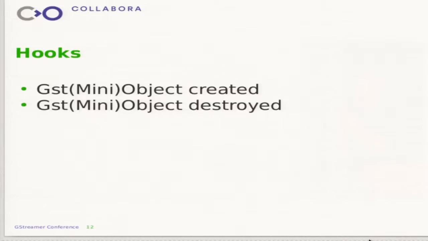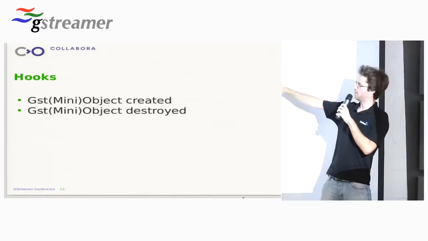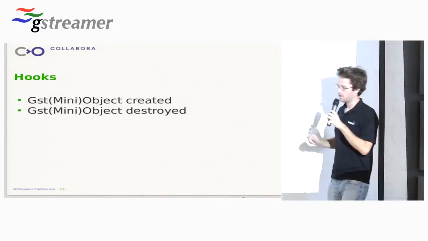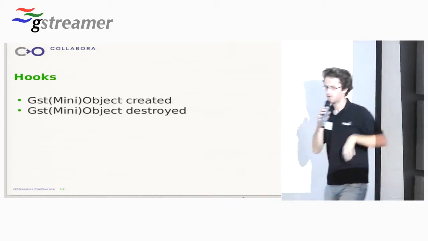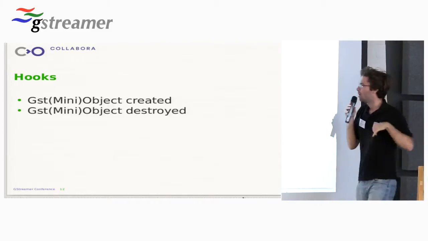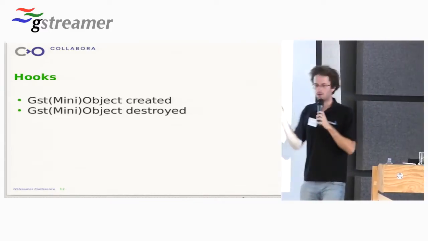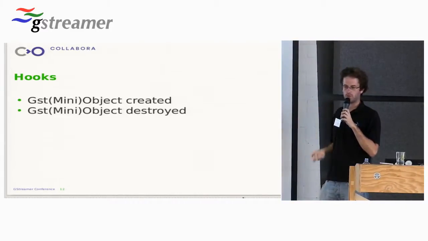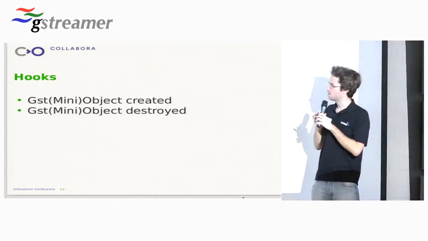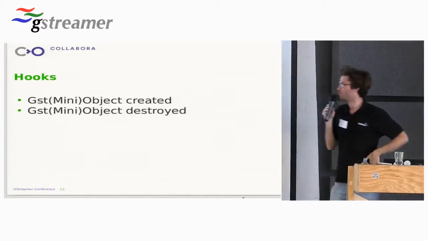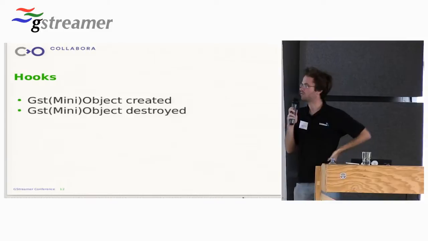And I had to introduce two new hooks, which are the created and destroyed hooks. I introduced them on the object class and the mini object class. If you are not familiar with the distinction, every big object in GStreamer is a GstObject, and all the small ones which are created and destroyed very regularly are mini objects, like caps, events, and these kinds of things. But at the end of the day, you are always interested in which objects are leaked, so I had to introduce it in both.